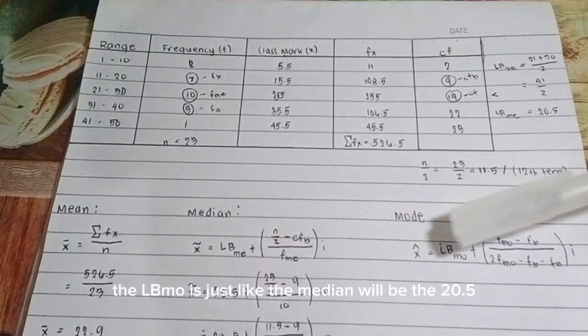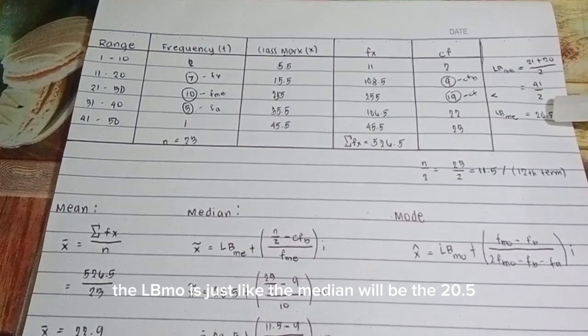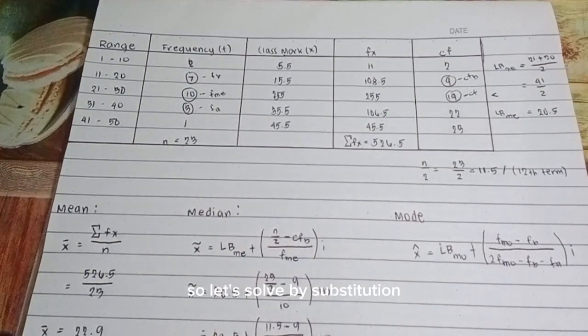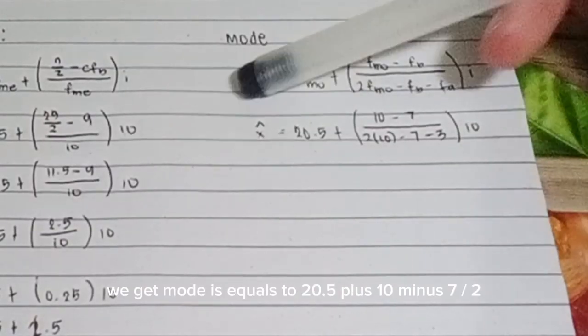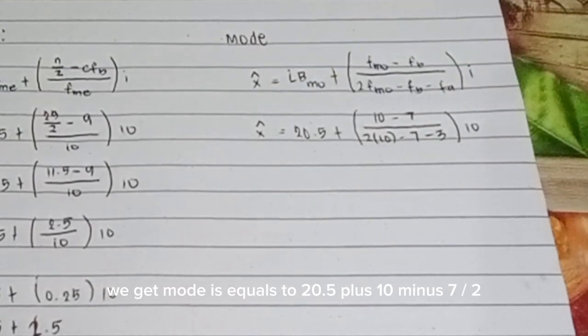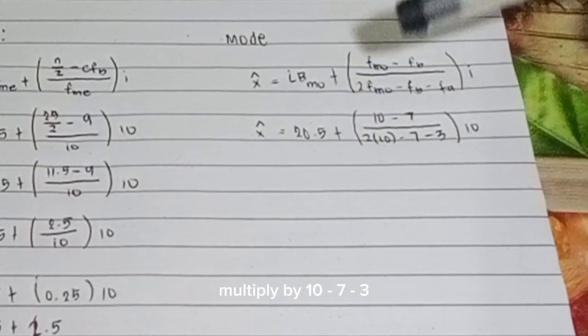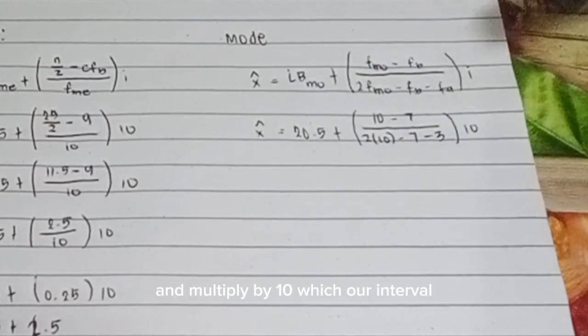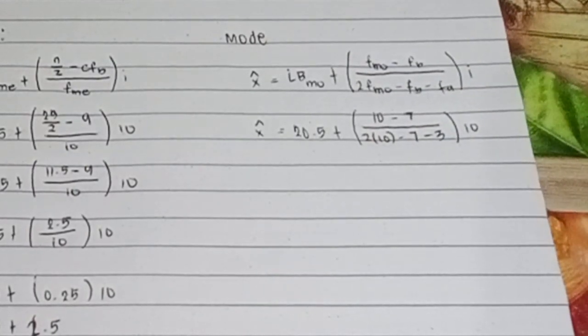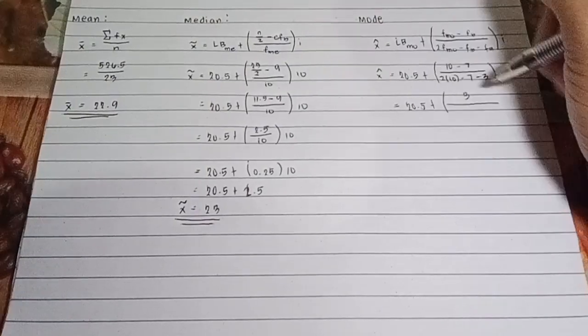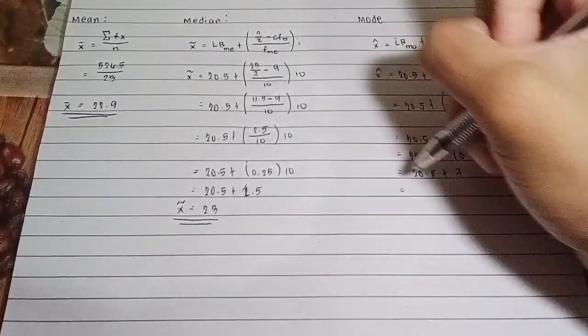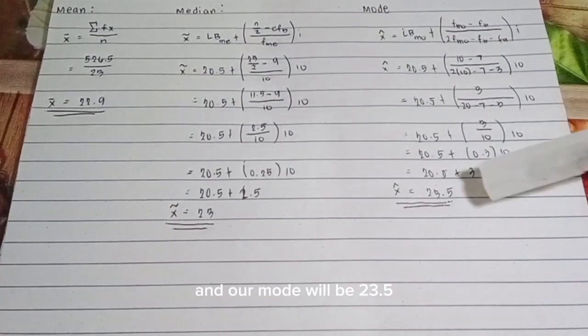The LBMO is just like the median, which will be 20.5. So let's solve. By substitution, we get mode is equal to 20.5 plus 10 minus 7, divided by 2 multiplied by 10, minus 7 minus 3, and multiplied by 10, which is our interval. And let's solve. And our mode will be 23.5.